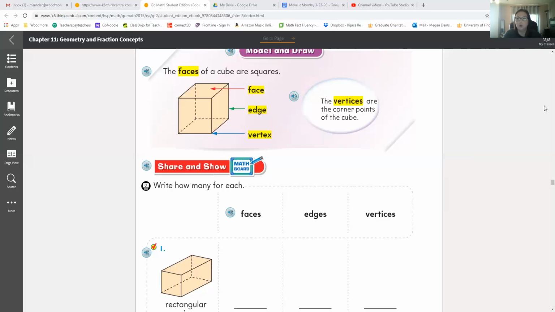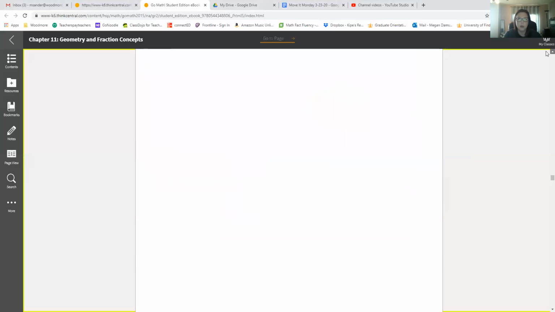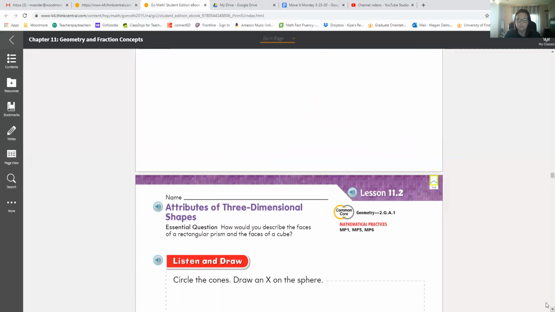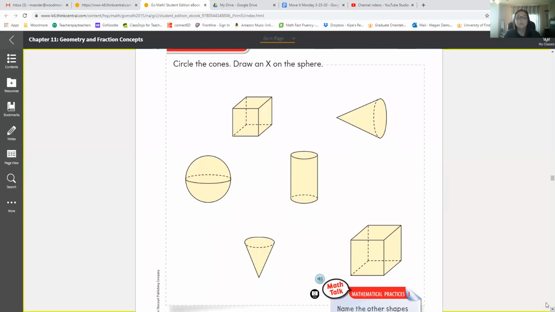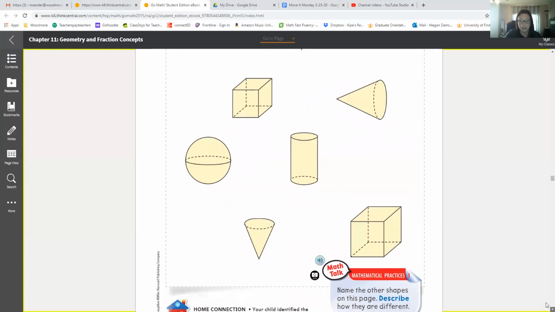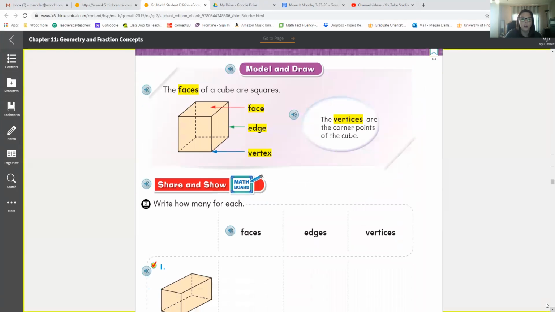So I'm going to scroll back up here. Here are some 3D shapes that I'm sure you've seen before. So you've got a cube, a sphere, a cylinder, 2 cones, and another bigger cube, okay? So if I were going to describe these, I could talk about the faces, okay? I could talk about the edges or the lines, and then I could talk about the number of vertices that these shapes have.